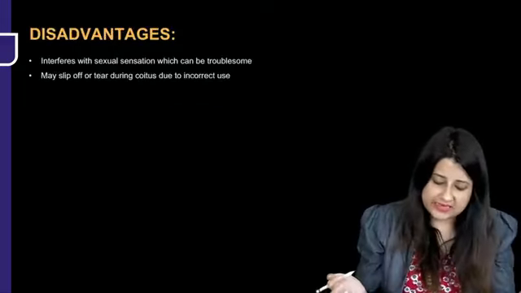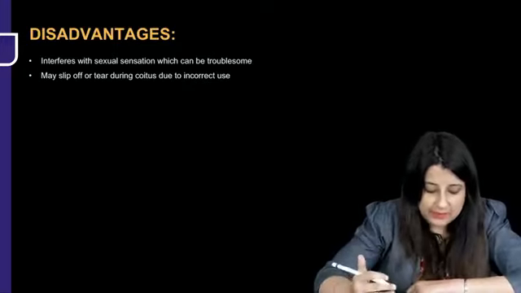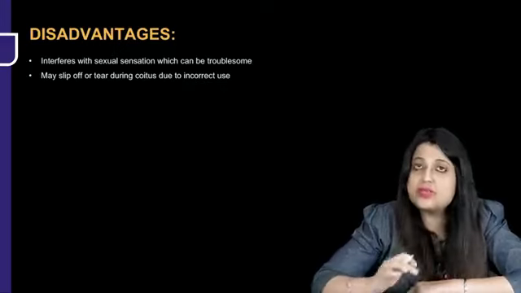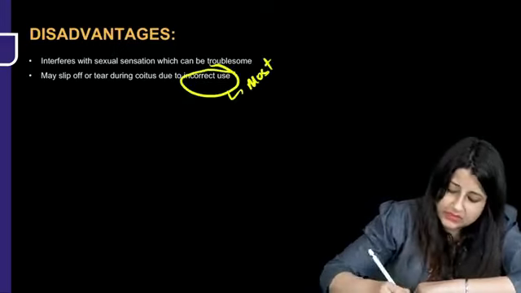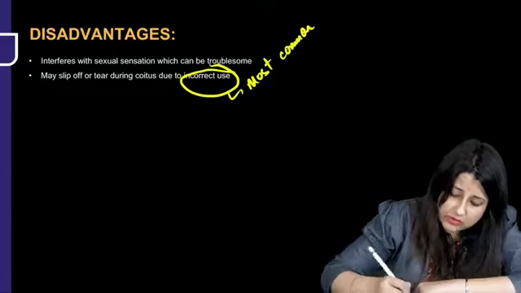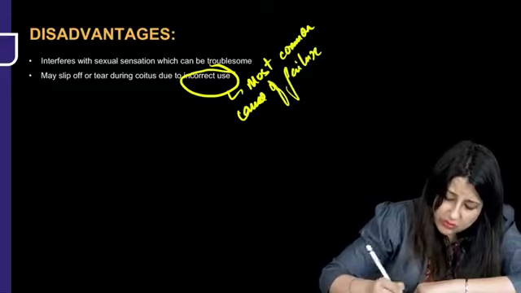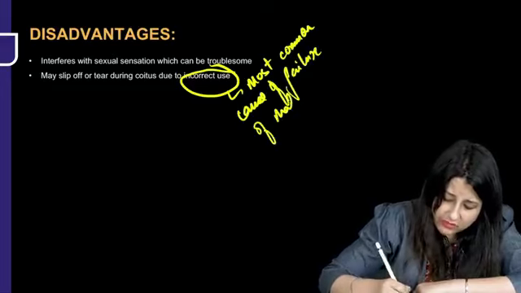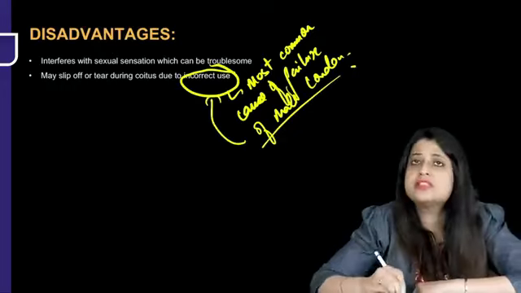Disadvantage may be that it can interfere with sexual sensation, which can be troublesome for some people, and it may slip off or tear during coitus due to incorrect use. Most common cause of failure of a male condom, okay. If anybody asks you what is the most common cause of failure of male condom, please remember the most common cause of failure of male condoms is incorrect use.